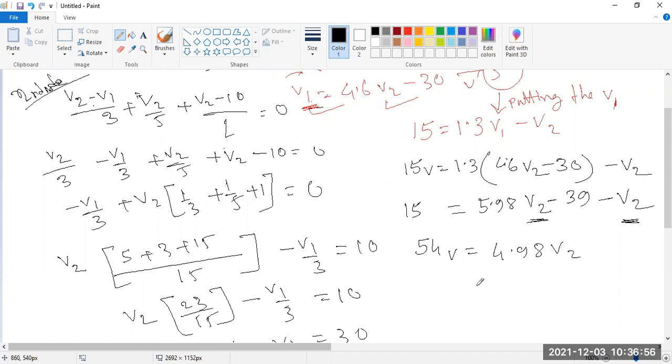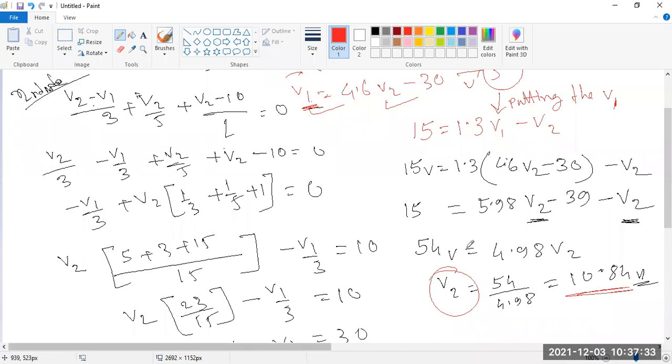So V2 is 54 divided by 4.98. What will it come? It is coming near about 10.84 volt. So this is the V2 value, the exact value of V2. After solving so many equations, you get this value, and you can easily put the value over here. If you put the value of V2, then you will get V1.